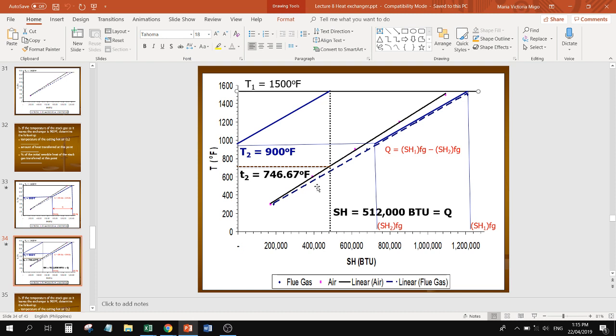As for the value of Q, you have to subtract the readings at this point and also this point. So that would give you the Q or heat transferred at that point, at the temperature wherein the stack gas is at 900 degrees Fahrenheit. So that's the graphical solution.